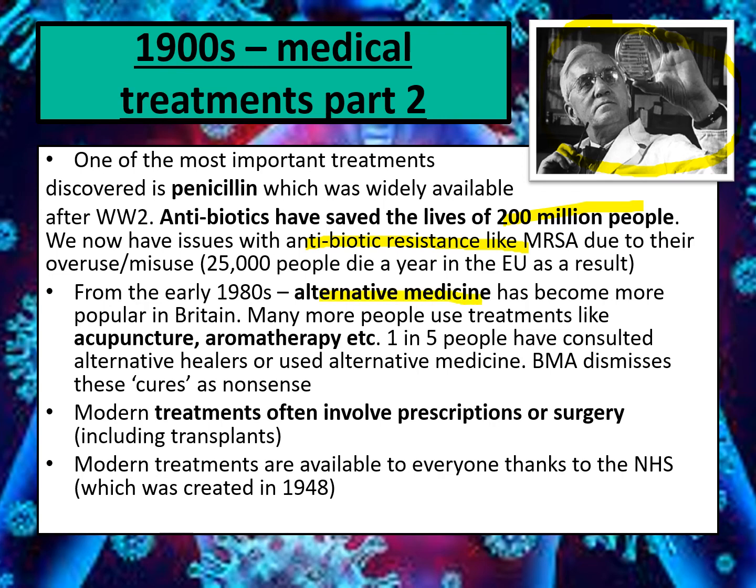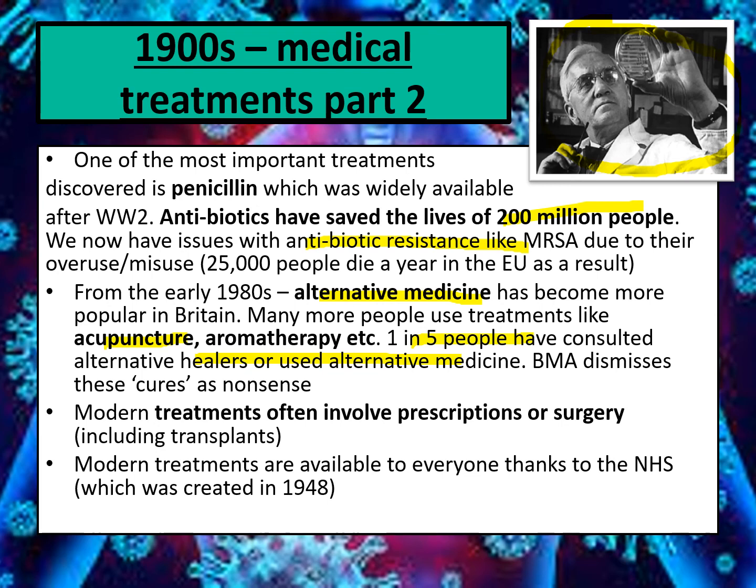For instance, a lot more people start using things like acupuncture, which is basically putting little needles in you to try and relieve pressure on various parts of your body. And it's estimated that about 1 in 5 people have consulted some kind of alternative healers or used some kind of alternative medicine. The BMA, the British Medical Association, dismisses these cures as nonsense, but obviously some people believe that they help them.